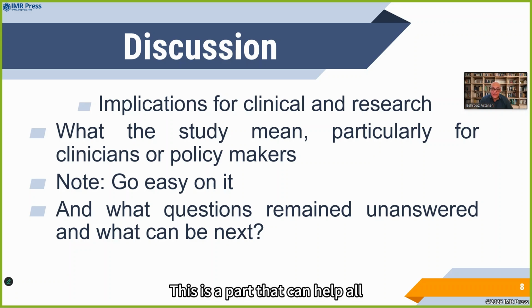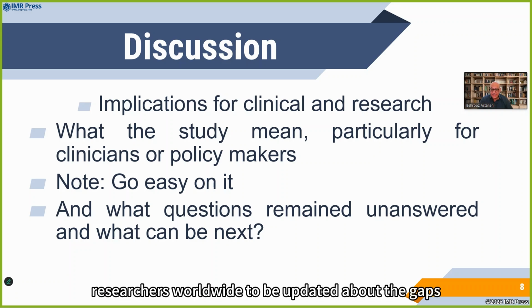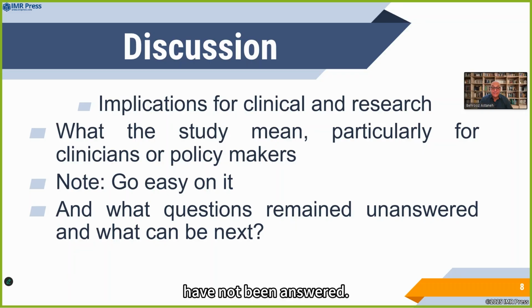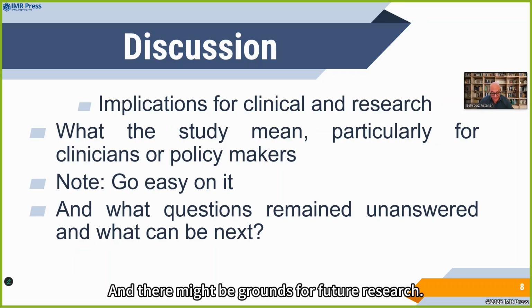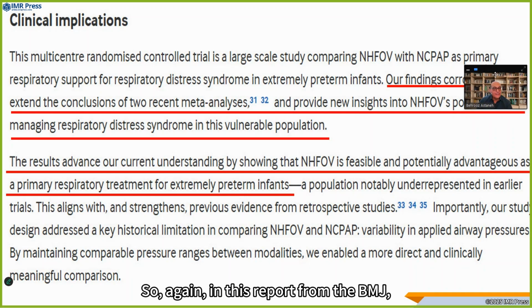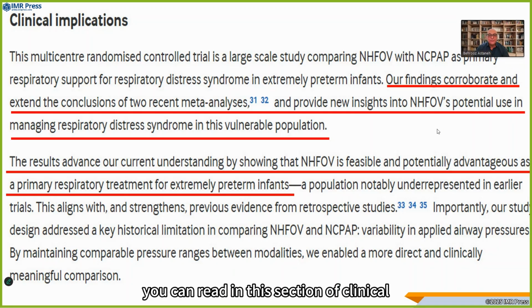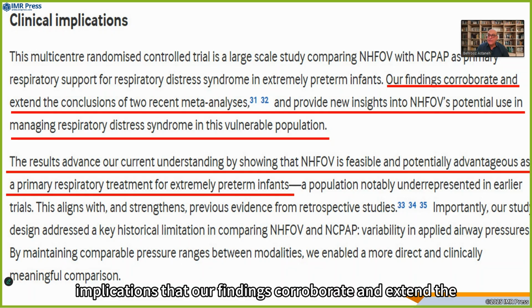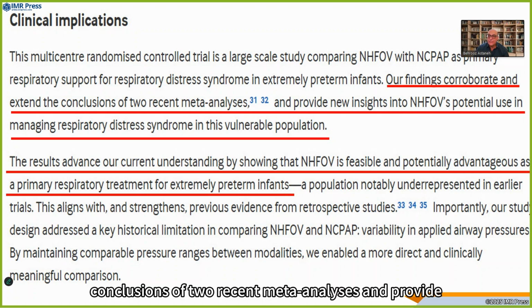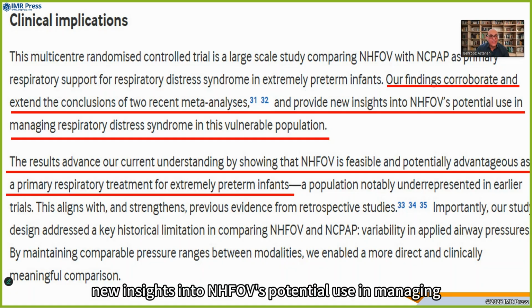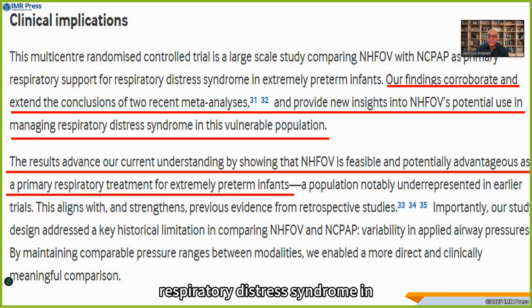This is a part that can help all researchers worldwide to be updated about the gaps that have been answered and the gaps that have not been answered, and there might be ground for future research. So again, in this report from the BMJ, you can read in this section of clinical implications that our findings corroborate and extend the conclusions of 2 recent meta-analyses and provide new insights into NHFOV's potential use in managing respiratory distress syndrome in this vulnerable population.